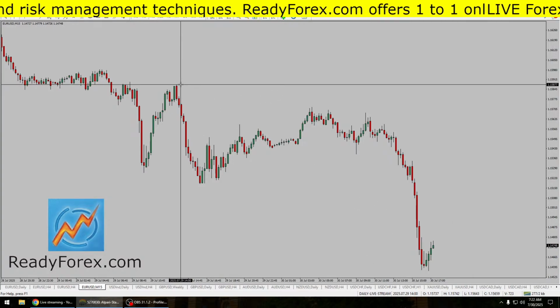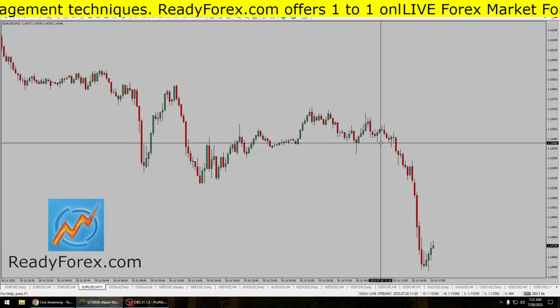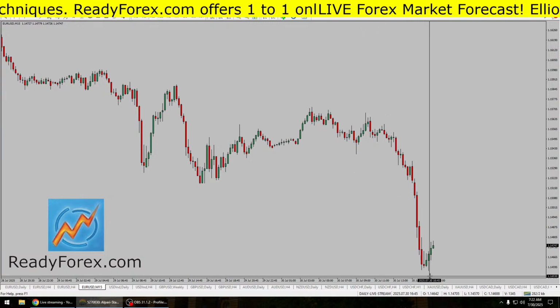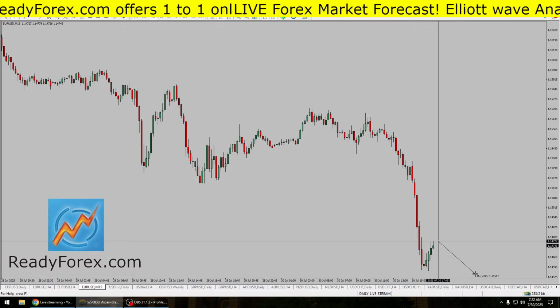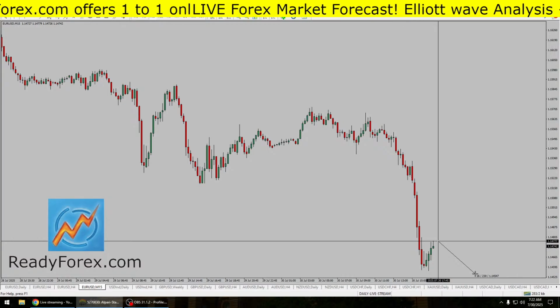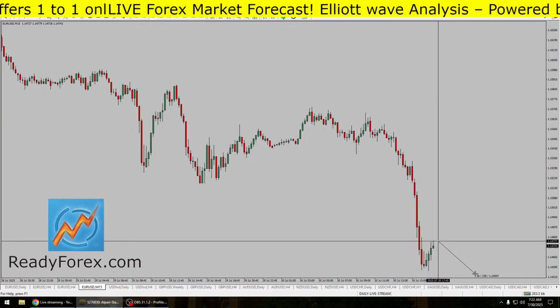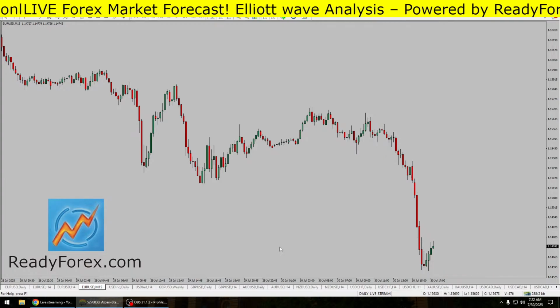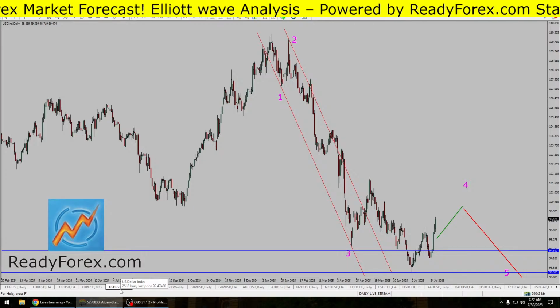This looks to me like we got a nice corrective pattern, then an impulse wave started over here. 1 2 3 4. Euro is probably going to drop one more time, then I think we're going to get a bottom. Okay, next let us take a look at US dollar index.